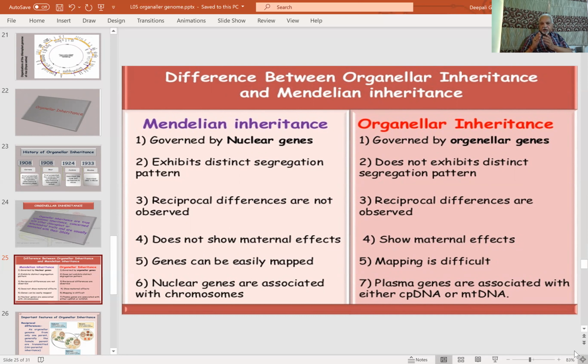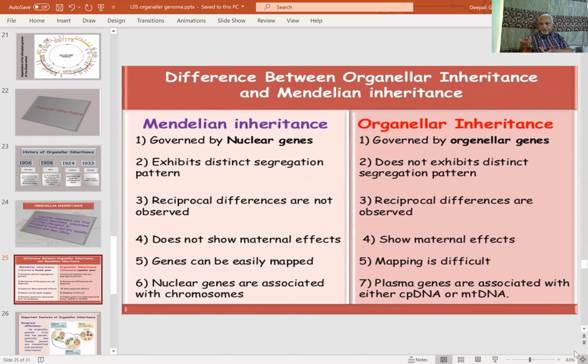Reciprocal differences are not observed in case of nuclear inheritance, whereas reciprocal differences are seen in organelle inheritance. I will elaborate on these reciprocal differences in a while. Now, maternal effects are not seen in Mendelian inheritance, whereas they are seen clearly for organelle inheritance.